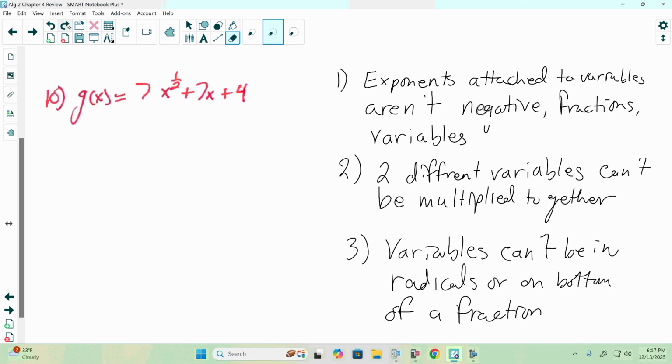if we have a negative exponent attached to a variable, if we have fractions in the exponent attached to the variable, or variables in the exponent attached to variables, it's not going to be a polynomial. Realistically, also, we could say that variables cannot be in the exponent.